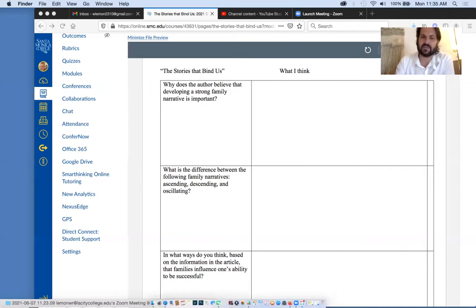So if you're looking at taking away something from this reading, that's the something: the different types of family narratives. The other thing to look at too is the importance of family and knowing about your family and having a family narrative and the impact that has on children.